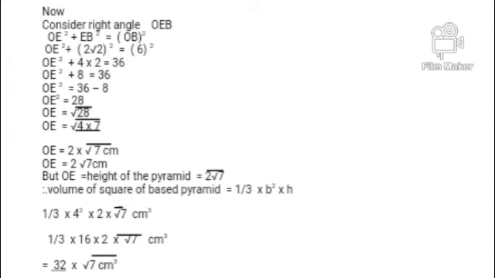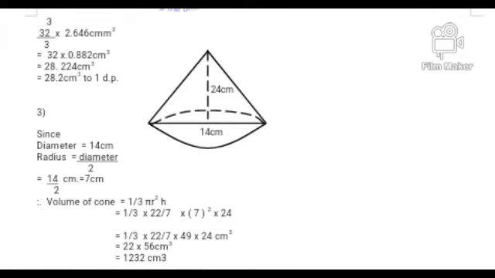Now, the volume of the square-based pyramid is going to be 1 over 3 times b squared times h, which eventually gives us 1 over 3 times 16 times 2 root 7, which gives us 32 root 7 over 3. Okay, so we have the answer to be 28.2 centimeter cube.